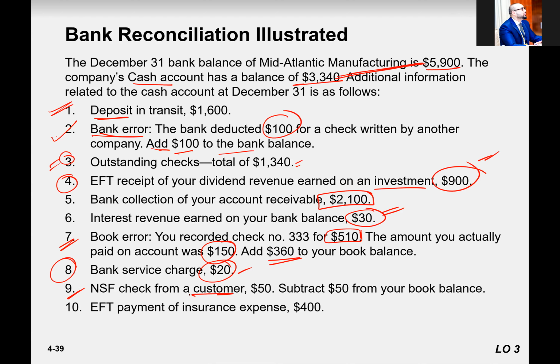NSF check from a customer. The customer paid us a bogus check. When we receive from the customer, we decrease the customer's receivable. But since the check bounced, we will increase our customer's receivable by the same amount. Right? So, EFT payments of an insurance expense, 400. The bank paid our payments on our behalf. So the bank has this information, we don't have that. So let's reconcile it.